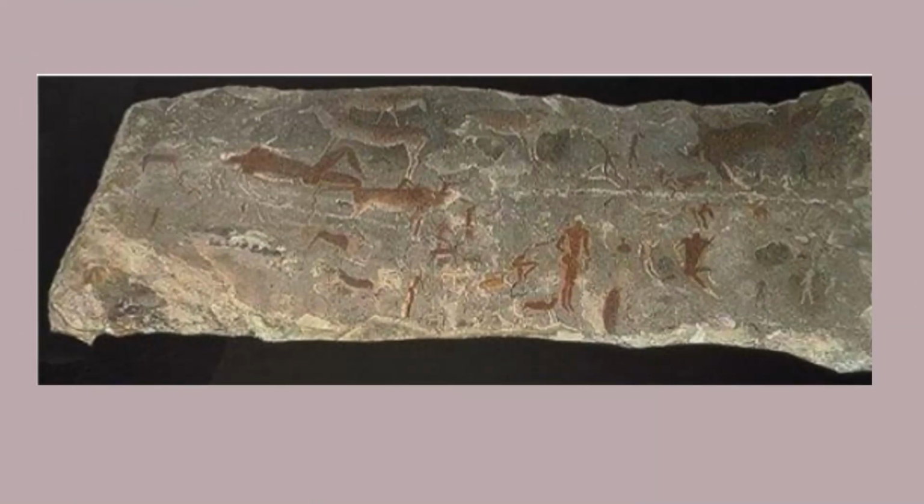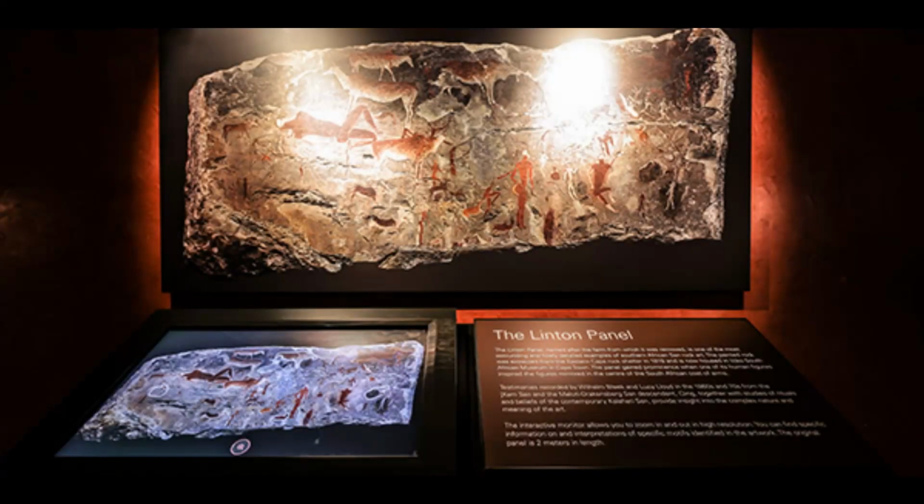The large rock panel, measuring around 2.7 meters in length and 1.3 meters in height, and believed to date back to the later Stone Age period. The Linton Panel is one of the largest and most well-preserved examples of San rock art in South Africa, featuring many intricate geometric designs and symbols that are typical of San rock art, and includes repeated patterns of zigzags, chevrons, and circles, as well as images of animals and human figures.